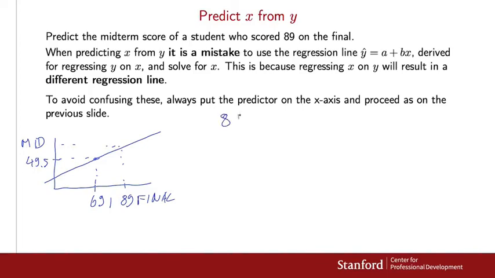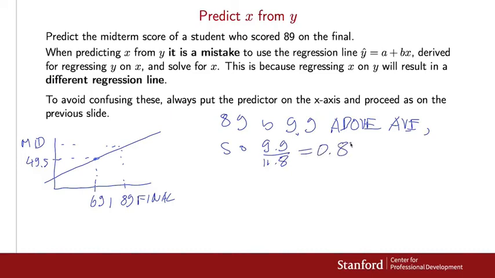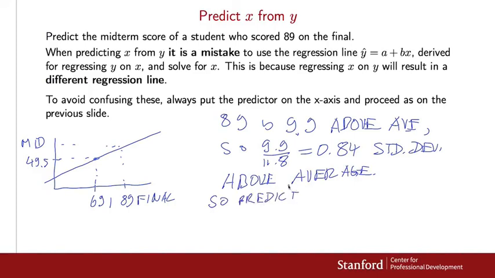So we say that 89 is 9.9 above average. So if we standardize, we get 9.9 divided by the standard deviation of 11.8 equals 0.84 standard deviations above average. Therefore, our prediction for the midterm will also be above average, and it will be not 0.84 standard deviations above average, but r times 0.84 standard deviations above average.